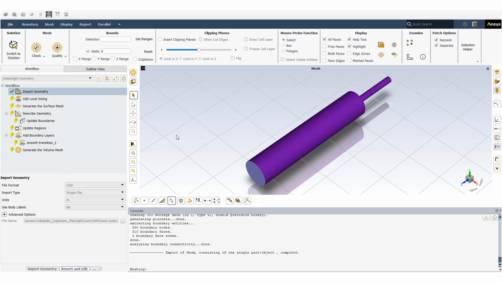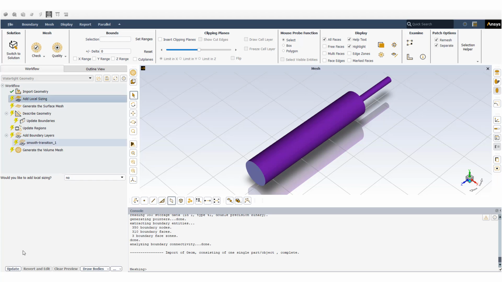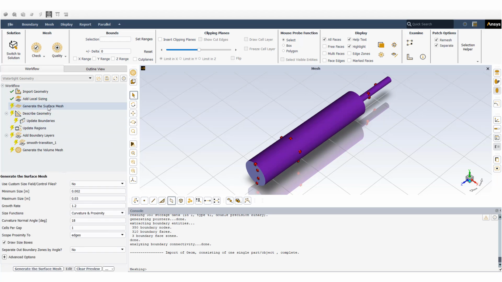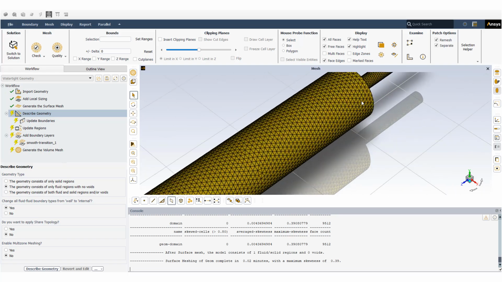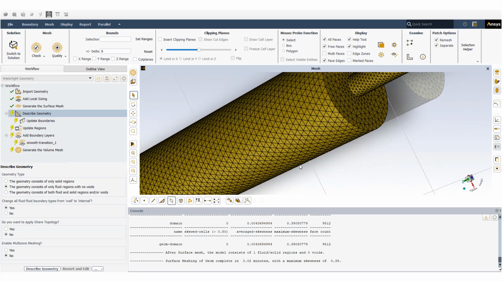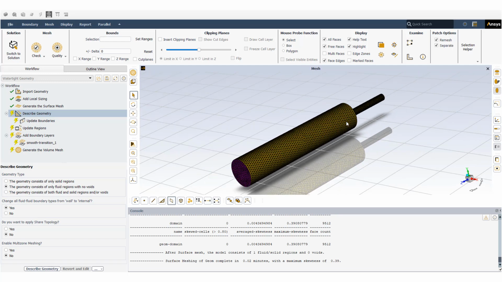This is the model in Ansys Fluent meshing. I imported the geometry. We don't need a local size, and for the surface mesh, I use 2 millimeters minimum and 30 centimeters maximum. Let's see the surface mesh. Okay, you can see that it's not bad, specifically here. We can change it later if we need to.